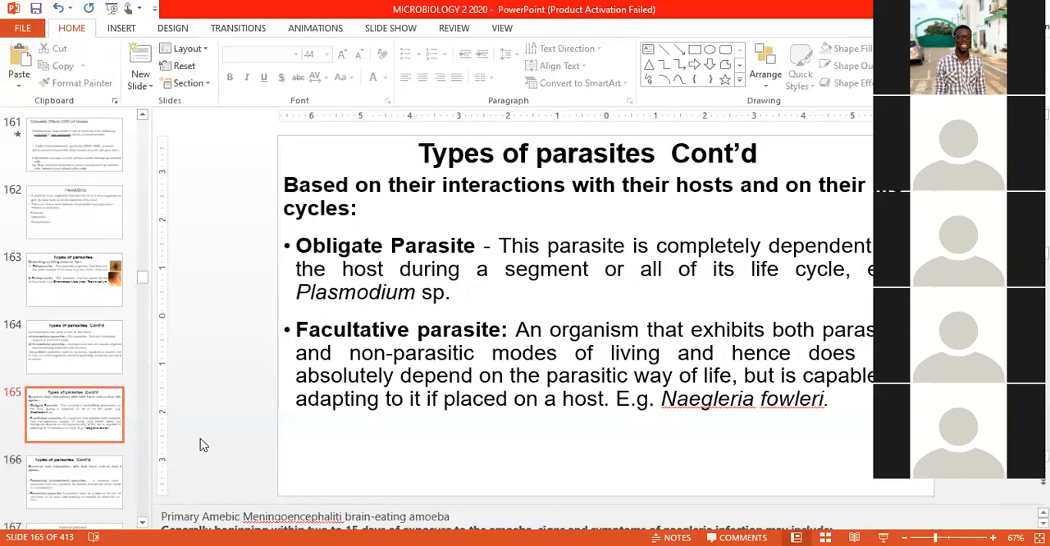So on the basis of their interaction with their host, we can also say we have two types of parasites. We have the obligate parasites. They rely solely on their host. For their life cycle to be complete, they need their host. Without the host, they can't complete their life cycle. Then the second group is the facultative. If they have a host, fine, they will exhibit their parasitic activity, but without the host, they can still survive.